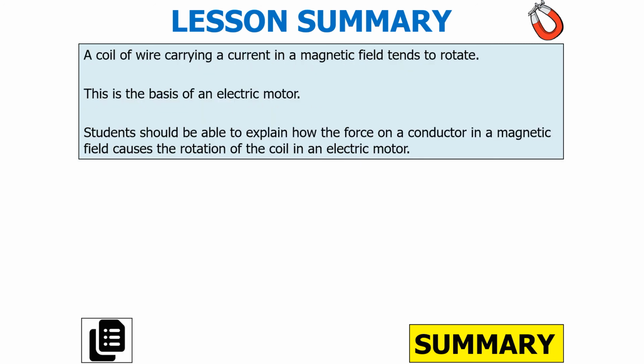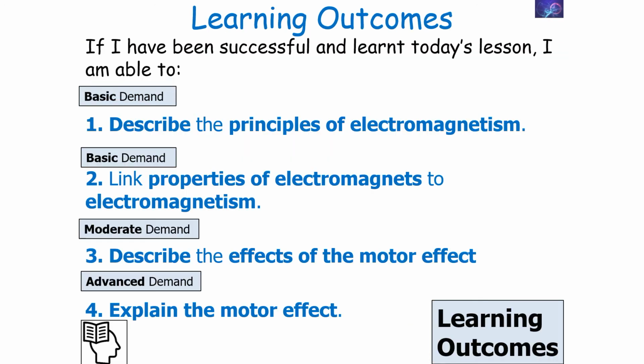Now, you should also be aware that a coil of wire carrying a current in a magnetic field tends to rotate, and this is the basis of an electrical motor. And you should be able to explain how the force on a conductor in a magnetic field causes the rotation of the coil in an electrical motor. So if we've been successful and learnt in today's lesson, we should be able to describe the properties of electromagnetism, link the properties of electromagnets to electromagnetism, describe the effects of the motor effect, and finally explain the motor effect.